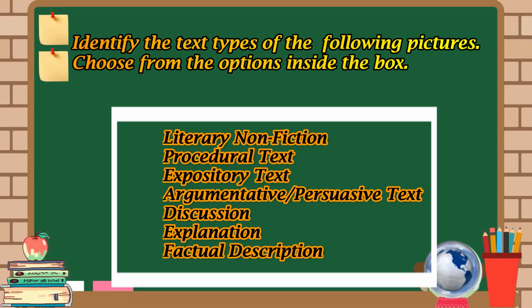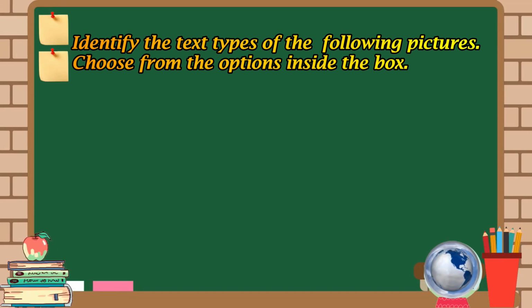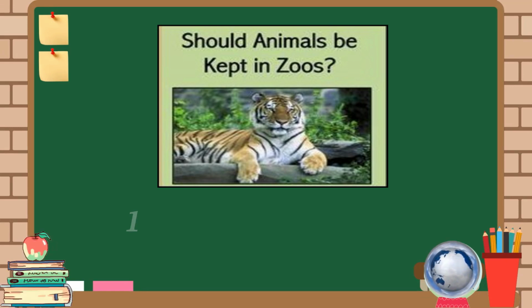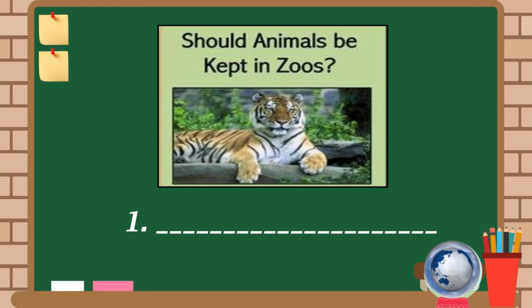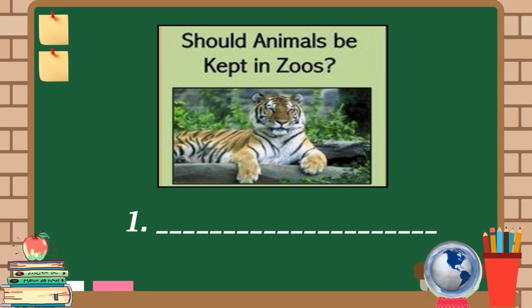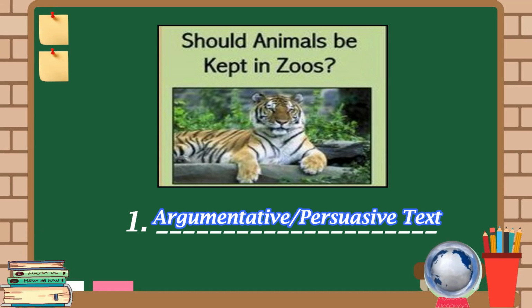Literary non-fiction, procedural text, expository text, argumentative or persuasive text, discussion, explanation, and factual description. What text type is shown by picture number 1? The answer is, did I hear argumentative or persuasive text? You are doing great.